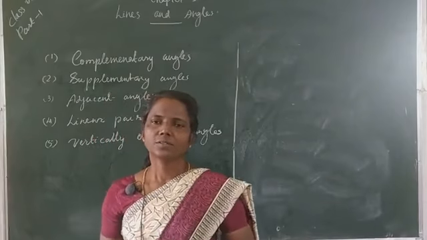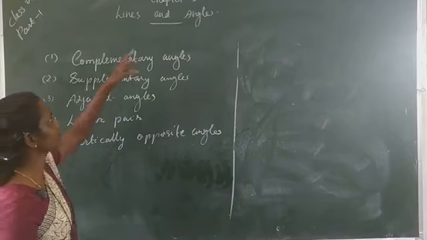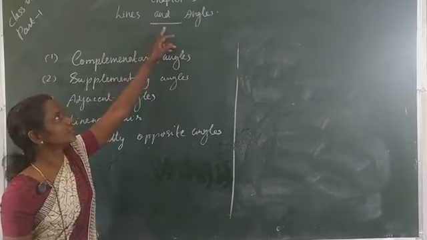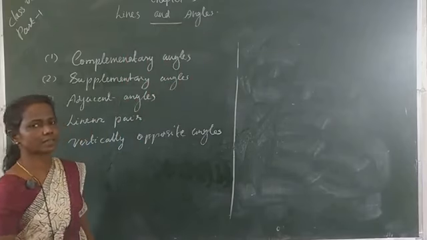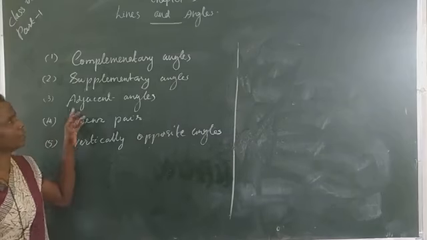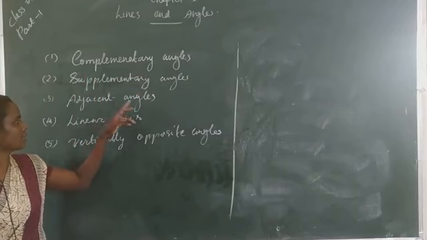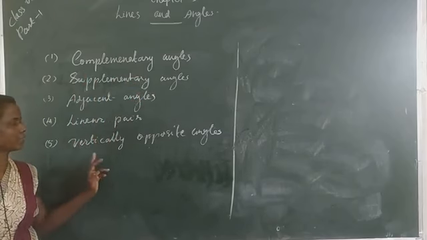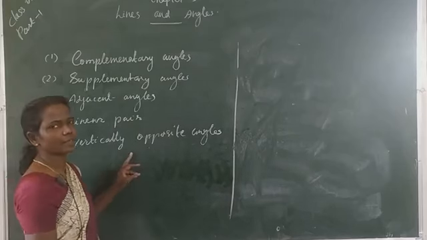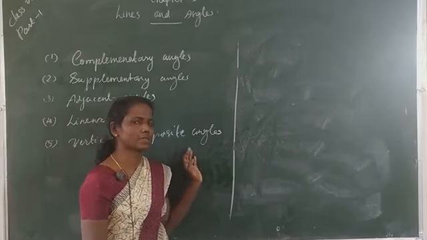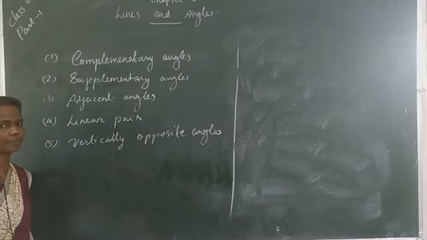Good morning, children. Today we are going to start chapter 5, lines and angles. In this lesson, we will learn complementary angle, supplementary angle, adjacent angle, linear pair, vertically opposite angle, then intersecting line, parallel line, transversal, and angles made by a transversal.